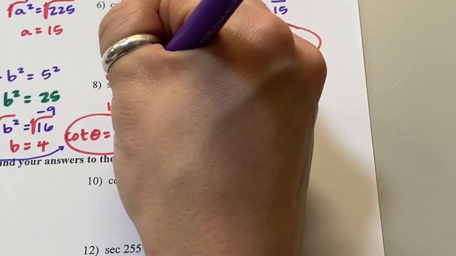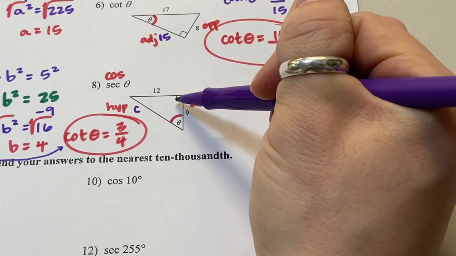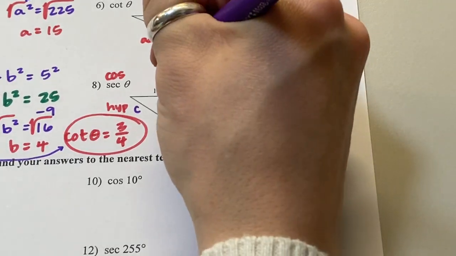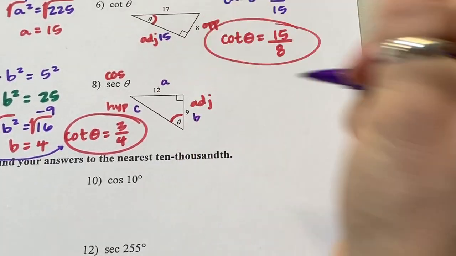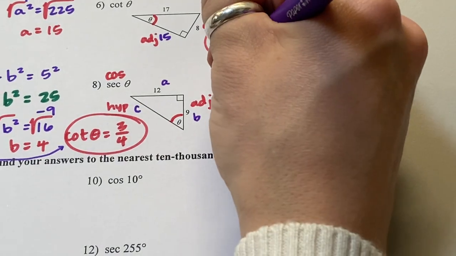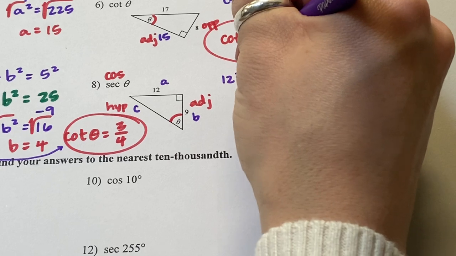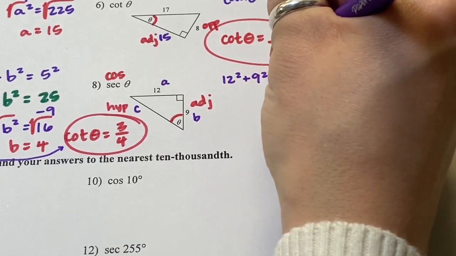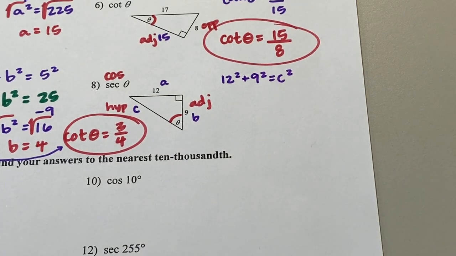So this is my C side of my right triangle, right? Across from my hypotenuse. So let's go ahead and just make 12 A. 9 can be B. Plug it into our Pythagorean theorem. 12 squared plus 9 squared equals C squared. I don't know the C. That's why I'm using C.